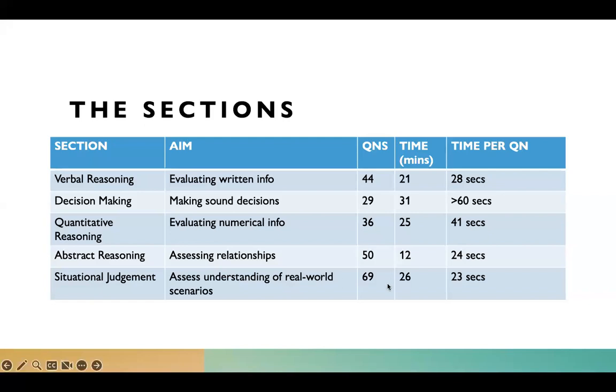So in that one, you get 69 questions to do it in 26 minutes. Seems like a lot of questions. Actually, you always have a lot of time left in the situational judgment section, just because it is more of an instinctive answer and it's a lot of common sense. So those questions are relatively easy to do. So it takes about 23 seconds per question.